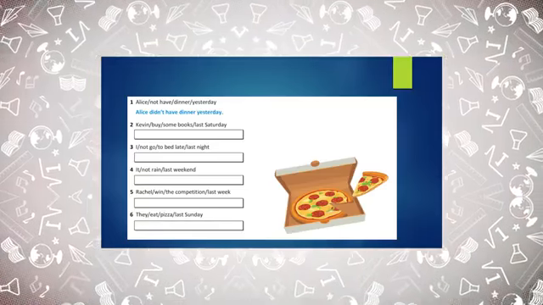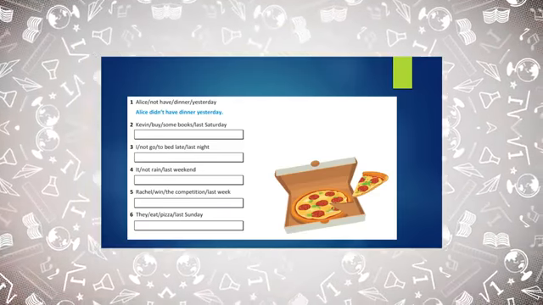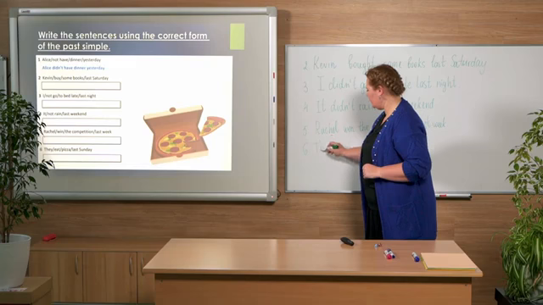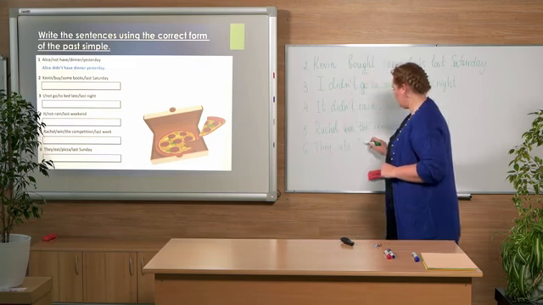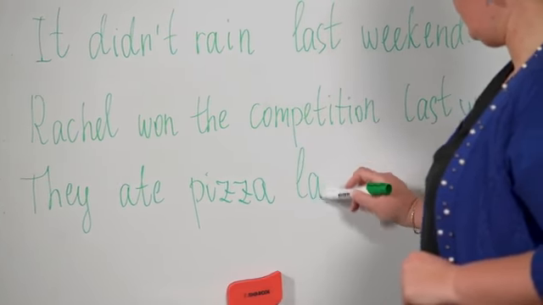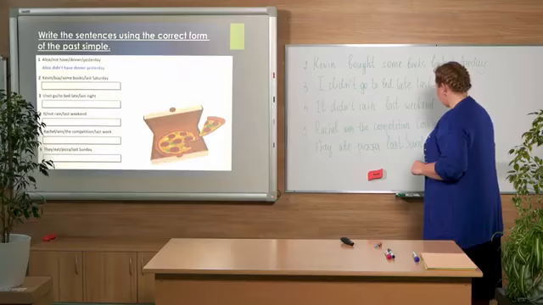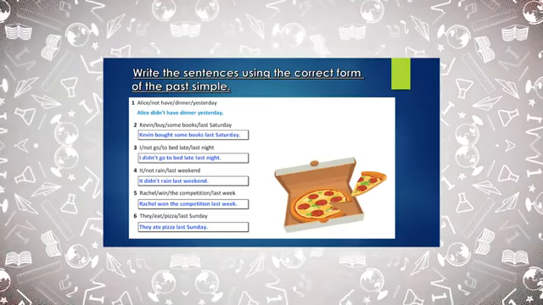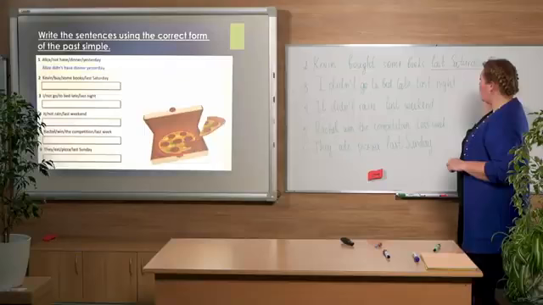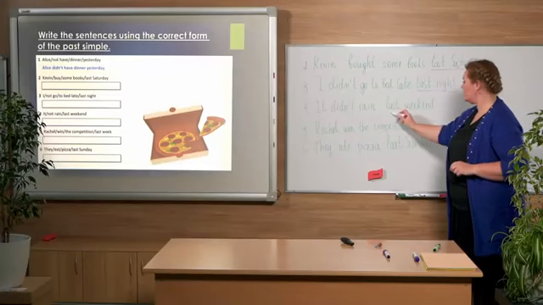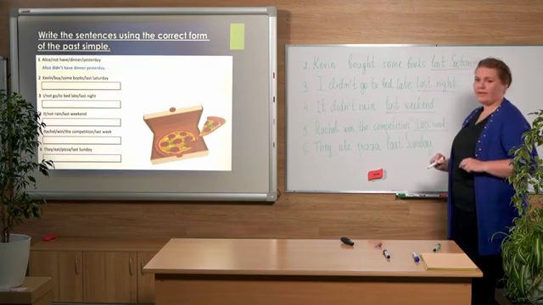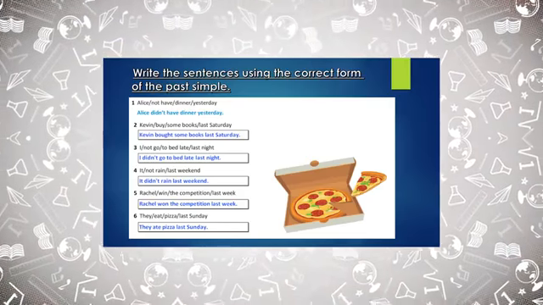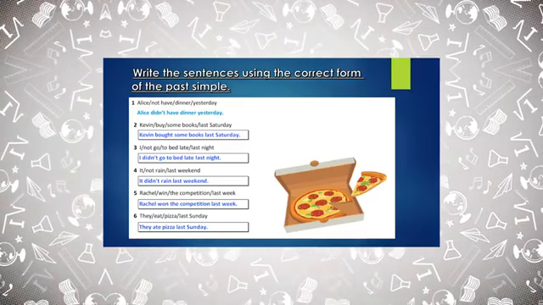And the last one, they eat pizza last Sunday. I'm jealous, I love pizza. So, eat is an irregular verb. The past simple for it is ate. They ate pizza last Sunday. So if we look at the sentences again and we analyze the trigger words. Last Saturday, last night, last weekend, last week, last Sunday. Everything in the past. Let's check. Correct or not? Do you have the same?